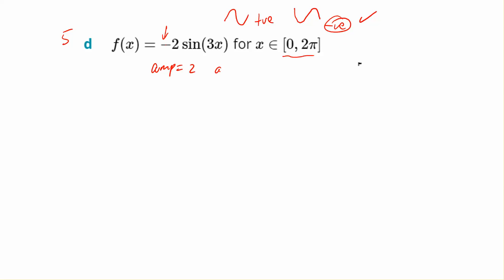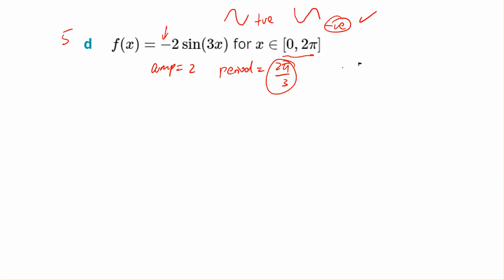The amplitude, the period is 2 pi over n, which is 3. Okay, now you have to figure out how many periods we can fit into the 2 pi. Okay, just to get an idea.